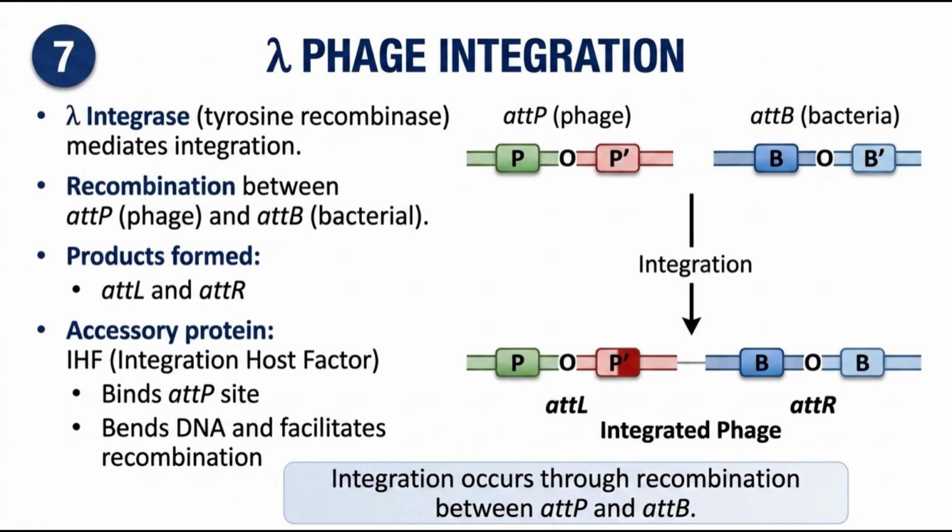Integration also requires a host protein called IHF, or integration host factor. IHF binds DNA and introduces bends that facilitate recombination complex formation. Thus, lambda integration depends on both integrase and accessory DNA bending proteins.